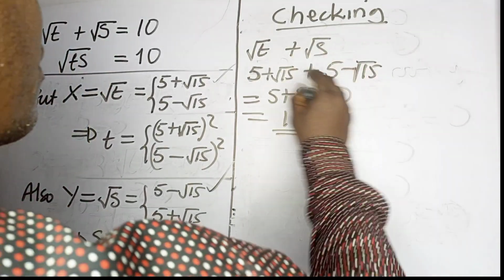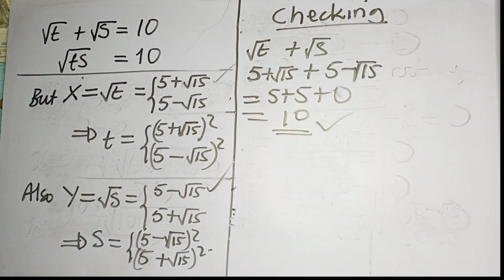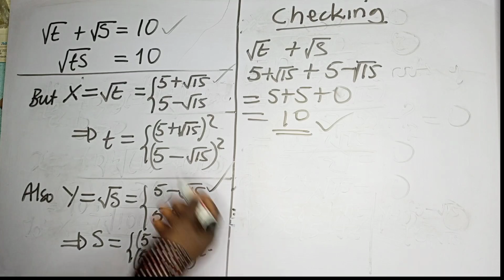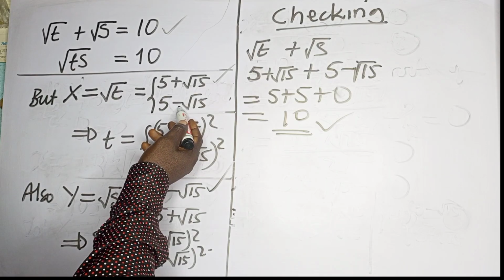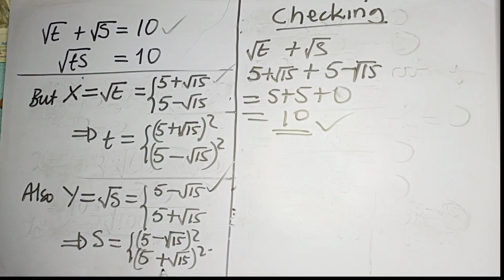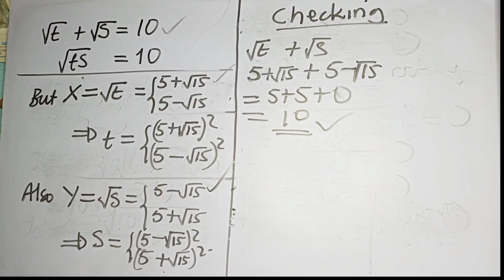Root 15 minus root 15 is 0. So the left hand side agrees with the right hand side. Again, if we take the second member in root t, we should also take the second member in root s. If we do that, we'll come up with the same result, which is 10. That's left for the learner to verify.